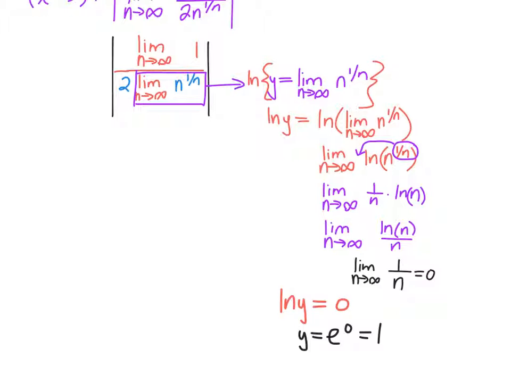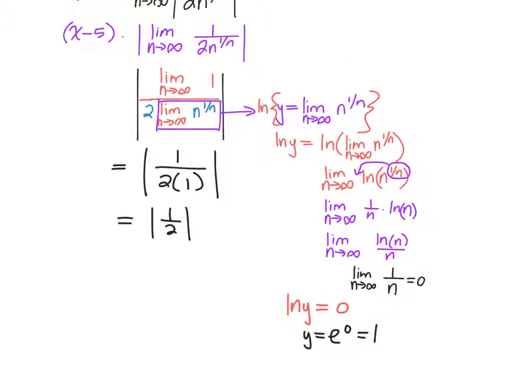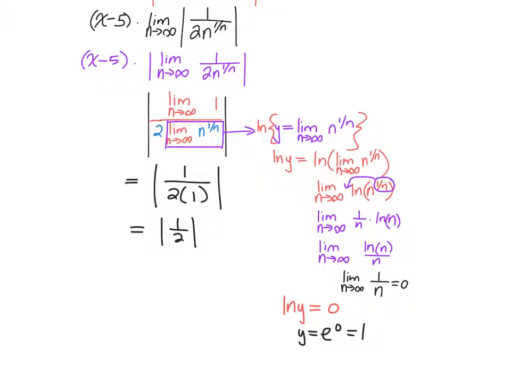And so at long last, I get the limit of 1, which is 1, over 2 times 1. And so the absolute value of 1/2. All right, so that, oh, I don't need those equal signs.